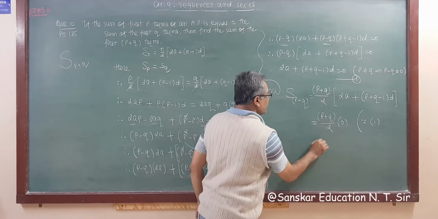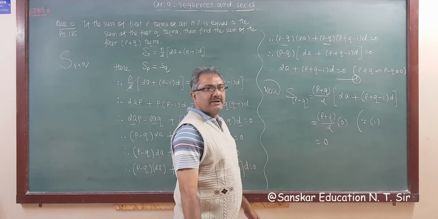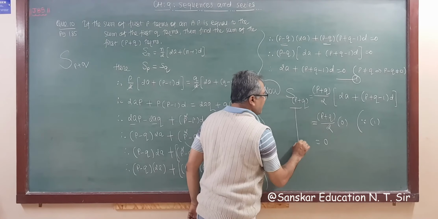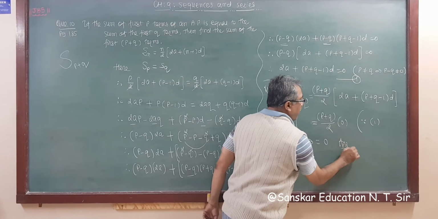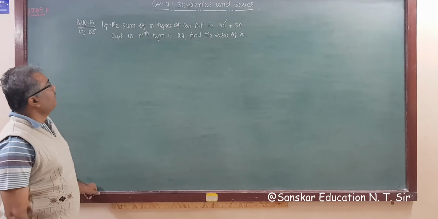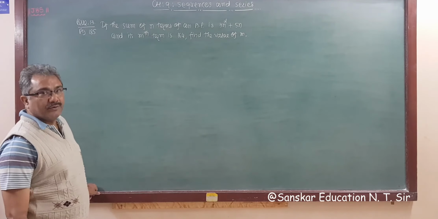So everything is 0, right? So the sum of the first p plus q terms is 0. This is the answer, right? Question 13, page 185.